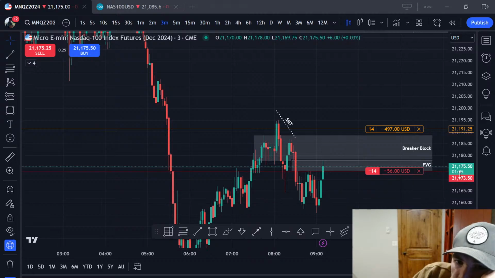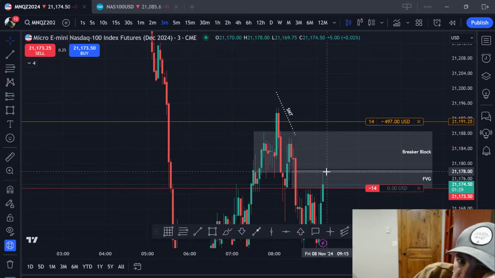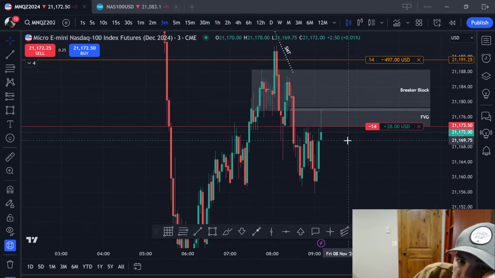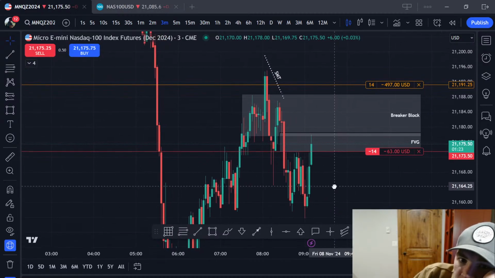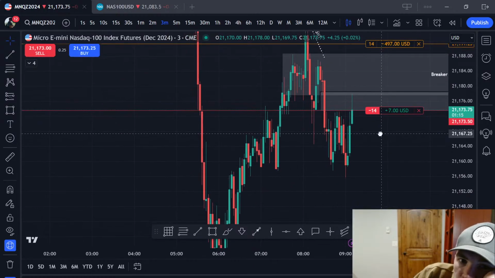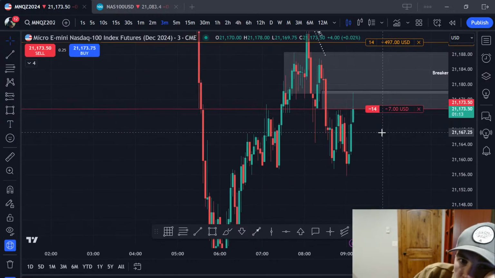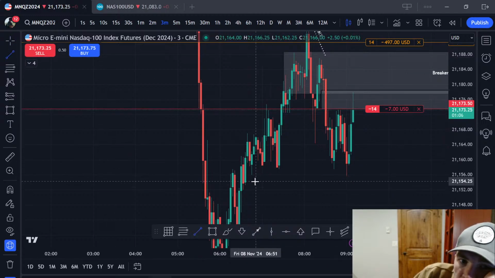So we are about to hit that breaker. We just hit it. We just hit that breaker. So this would be your sniper entry, at this breaker. I should have added more at the breaker. Relatively equal lows here. So this is your stop loss to break even.